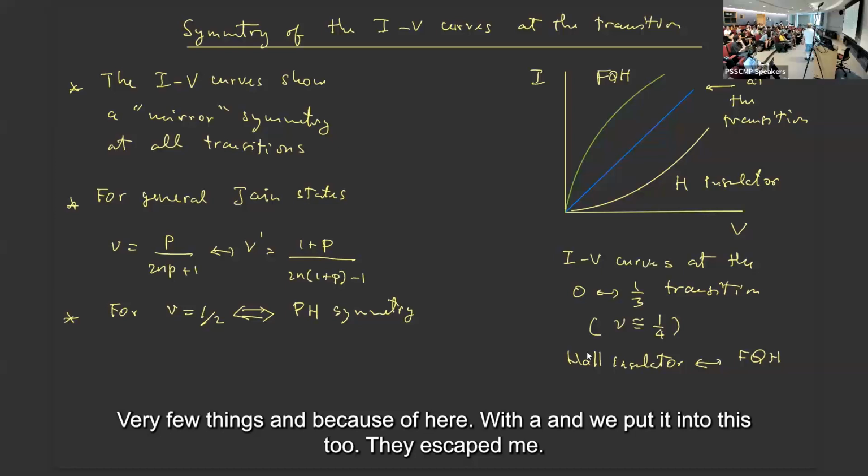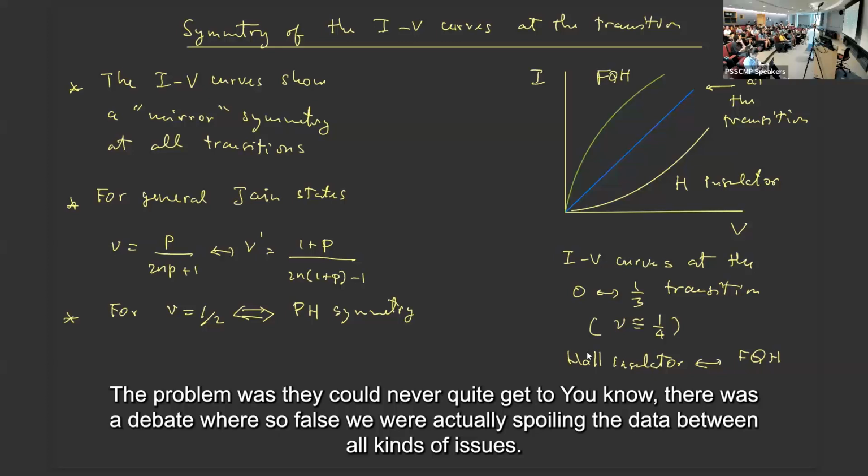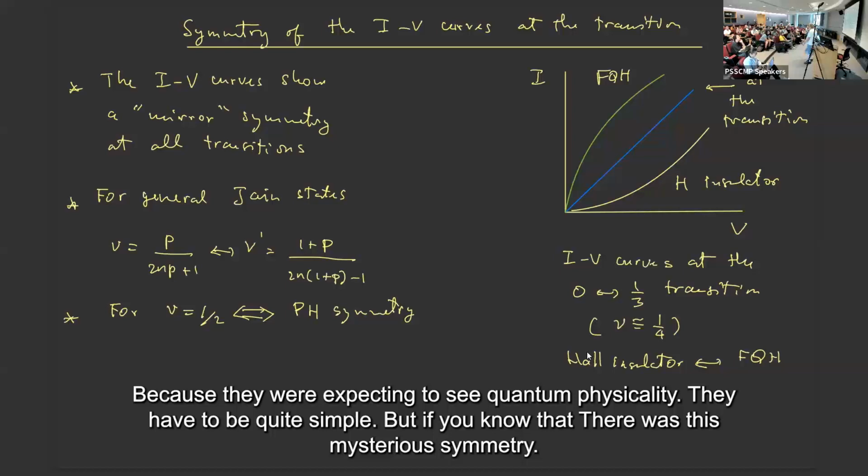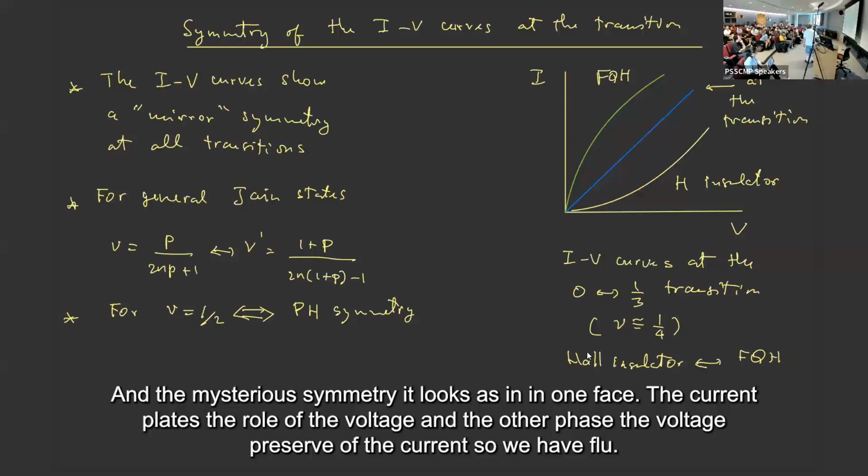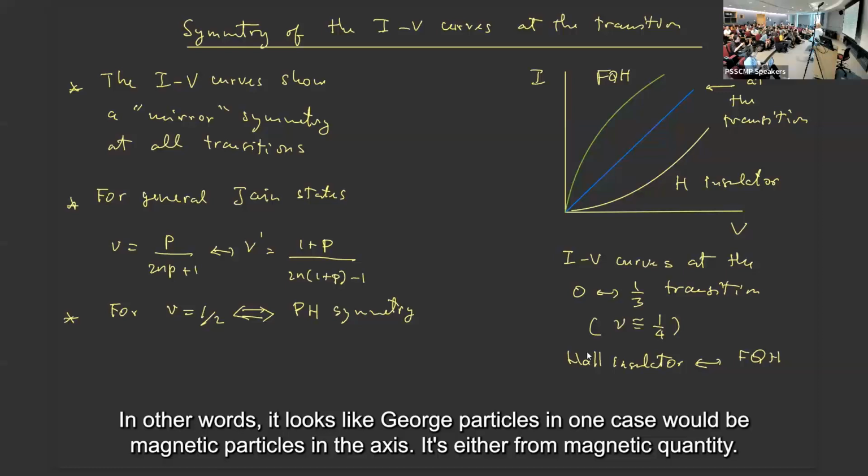Dani Shahar. The problem was that they could never quite get to the middle of the lambda level. There was a debate about the data. There were all kinds of issues because they were expecting to see quantum criticality at that point, and they couldn't quite see it. But if you ignore that, there was this mysterious symmetry. It looks as if in one phase the current plays the role of the voltage, and in the other phase the voltage plays the role of the current, so they are flipped. In other words, charged particles in one case look like magnetic particles in the other phase. It's the electromagnetic duality that is going on.